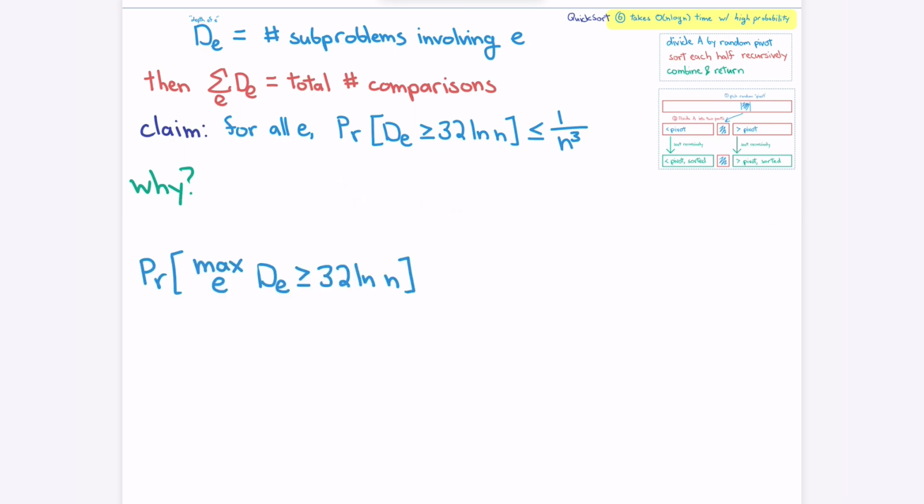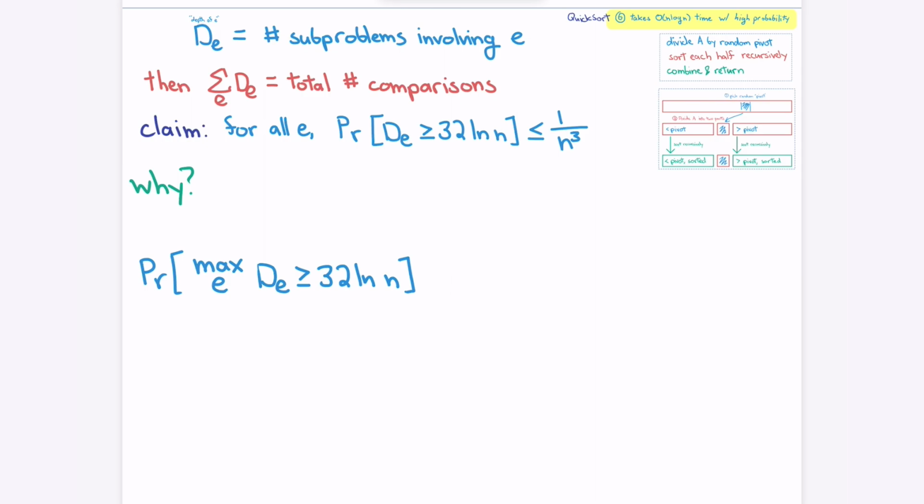I want to argue that the maximum over all elements of this term is at most 32 log n. This event is saying that some element is in too many subproblems, and I want to say this is small. In general, if I make this constant bigger, it would make this exponent bigger, as we'll see in the proof, so there's some trade-off. It's also not a very tight analysis. I chose a comfortably big number, and this could be smaller. It'll make more sense when we analyze that claim.